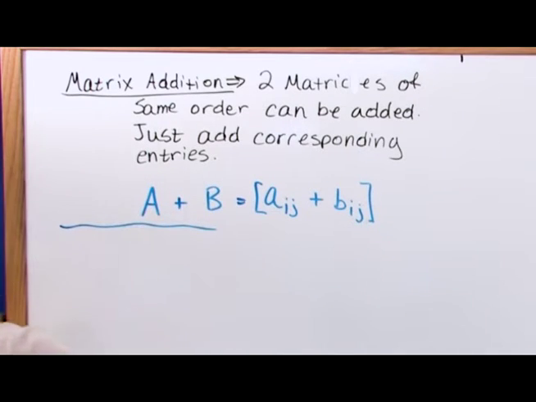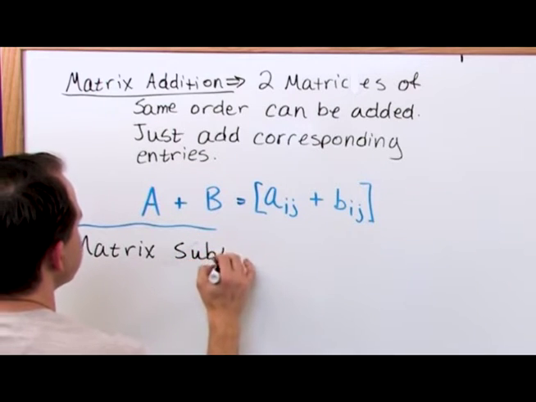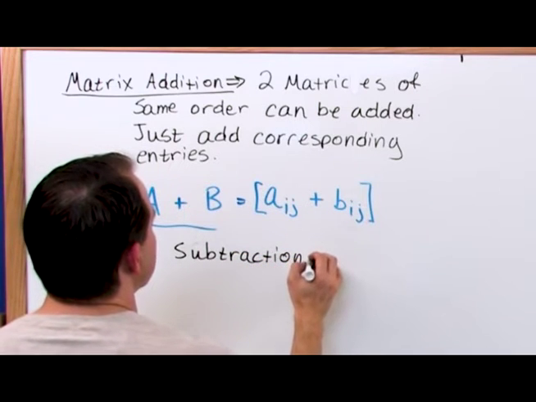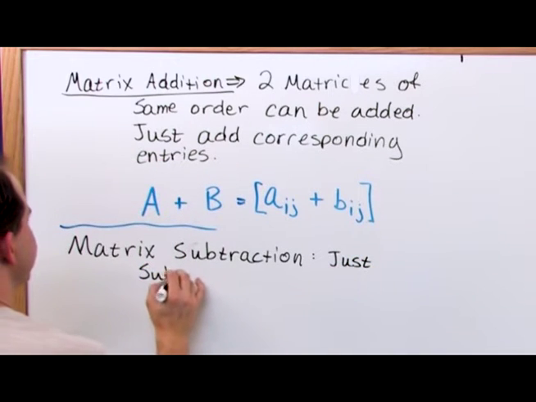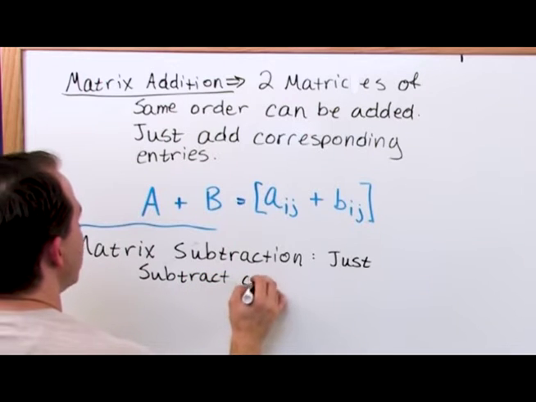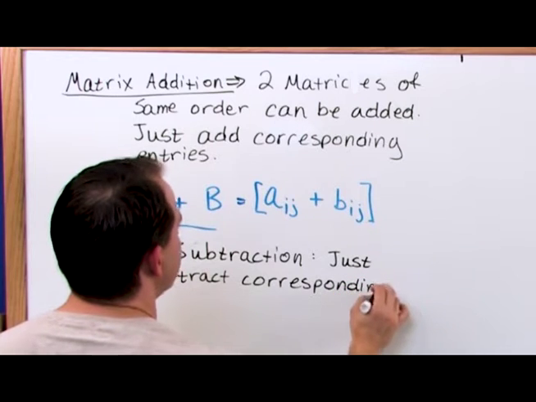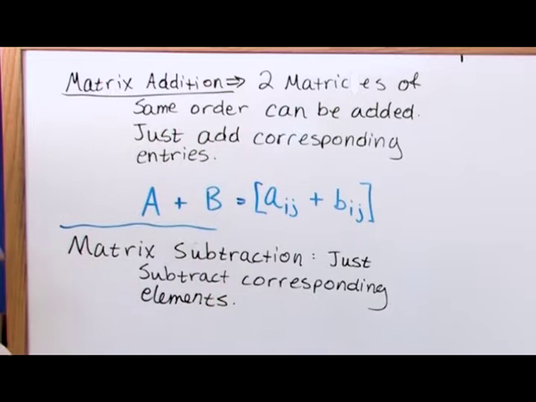Now, for subtraction, I'm not going to write all this stuff over again, because it's really exactly the same. So for matrix subtraction, you just subtract corresponding elements or entries, whatever word you prefer to use. It's the same thing as what's going on up here.